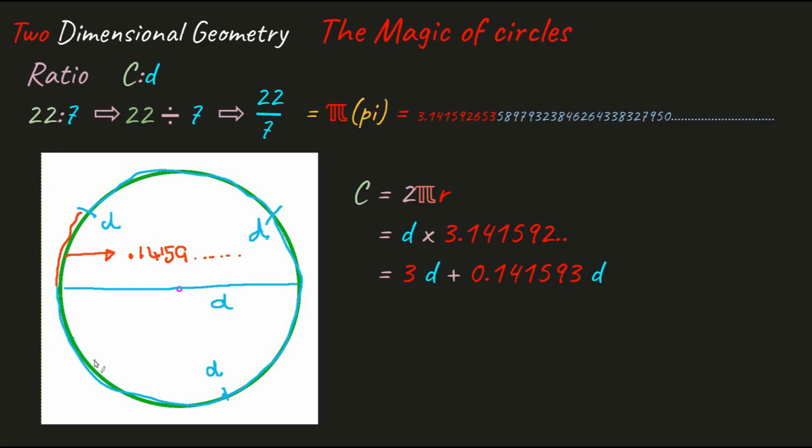It means that 3.1415 diameters is the perimeter, or the circumference, of any circle. Very, very important relationship. Great.